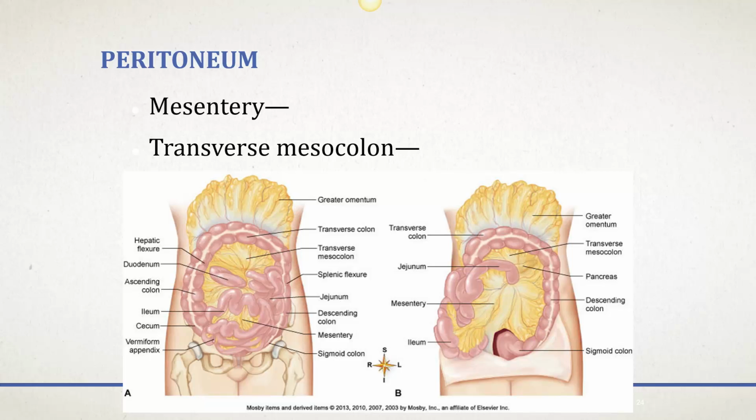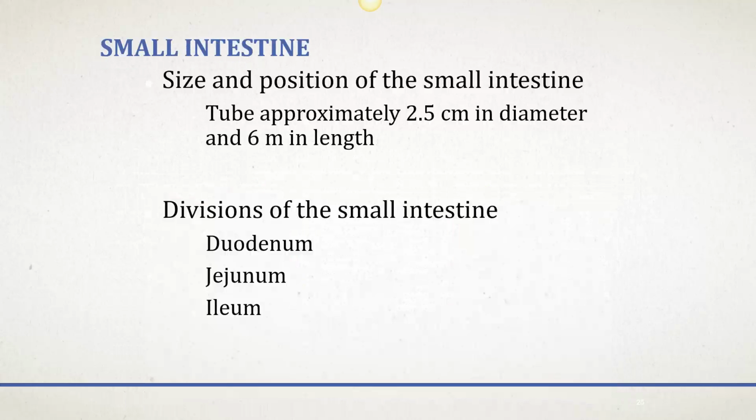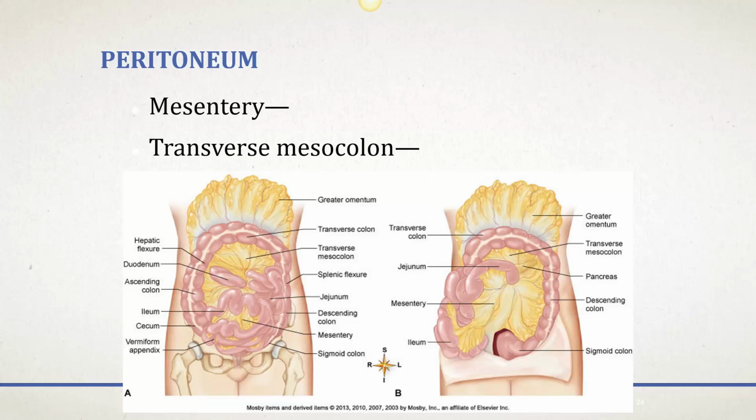The peritoneum is the membrane that surrounds the abdominal wall. Included in this is the mesentery. The mesentery anchors the intestines to the abdominal wall, and the transverse mesocolon anchors the transverse colon to the abdominal wall.